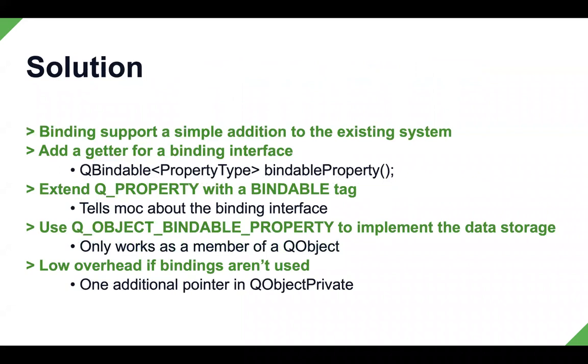So the solution was to make the binding support a simple addition to the existing property system in QObject. We add a getter for the binding interface, so you can get a QBindable, which is basically a binding interface for a certain property. The naming convention that we're using is to call that the bindable of that property. We extend the Q_PROPERTY macro that's there to help moc find those things and make them introspectable with a BINDABLE tag. And then we use a macro, Q_OBJECT_BINDABLE_PROPERTY, to implement the data storage. The advantage with this scheme is that it's very low overhead if bindings aren't used. We only use one additional pointer in QObject private, and that's it.